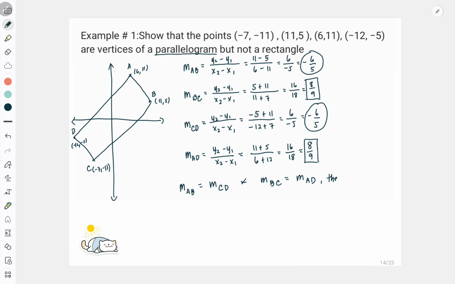Therefore, line segment AB is parallel to line segment CD and line segment BC is parallel to line segment AD. Thus, the quadrilateral ABCD is a parallelogram.